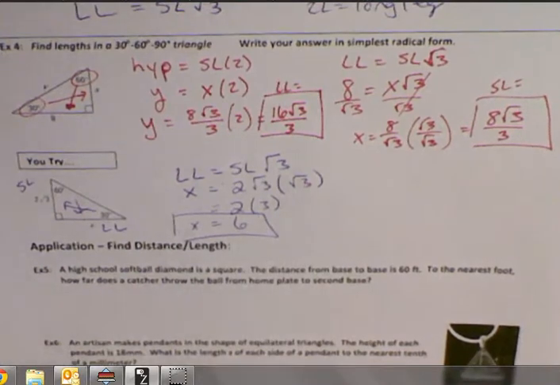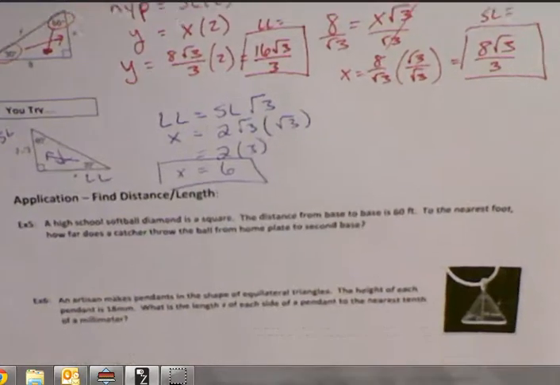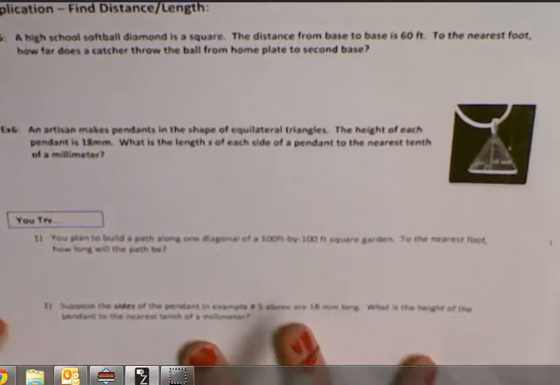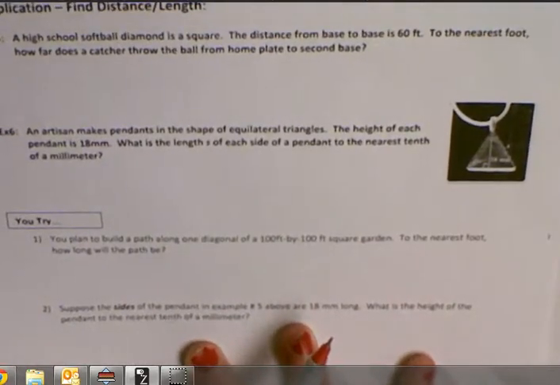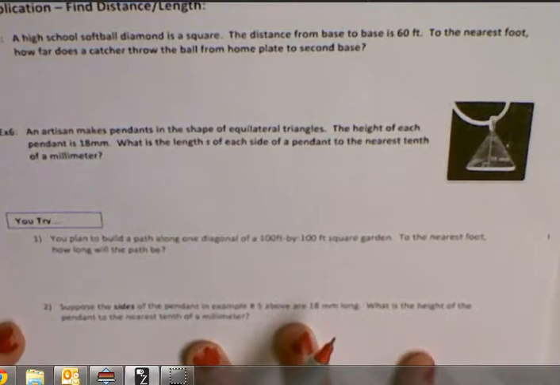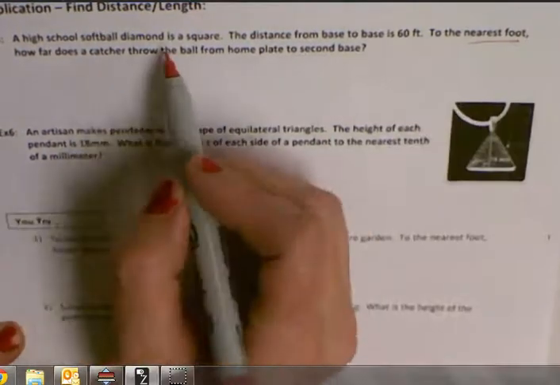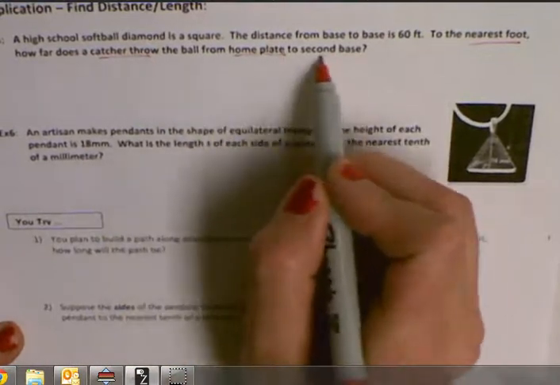All right, let's do some application problems. A high school softball diamond is a square. The distance from base to base is 60 feet. To the nearest foot, how far does the catcher throw from home plate to second base?